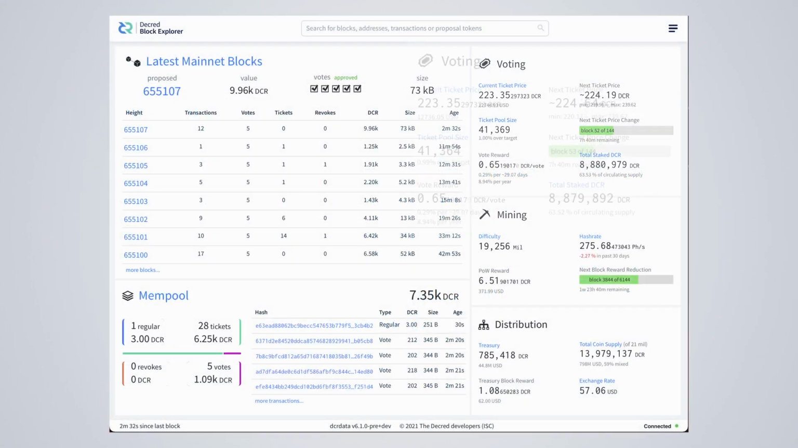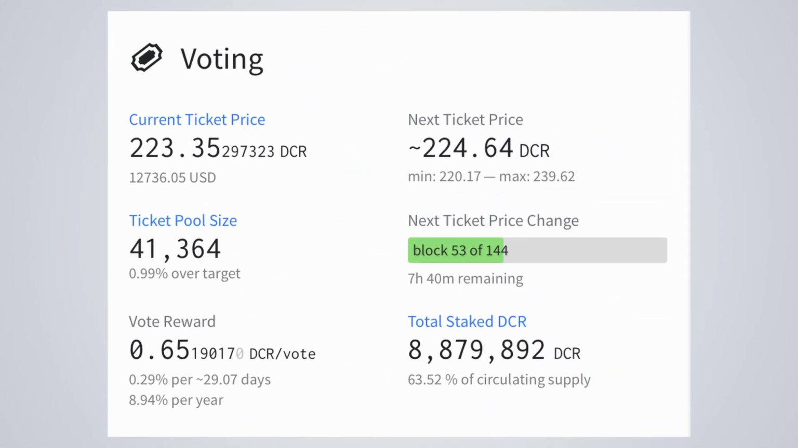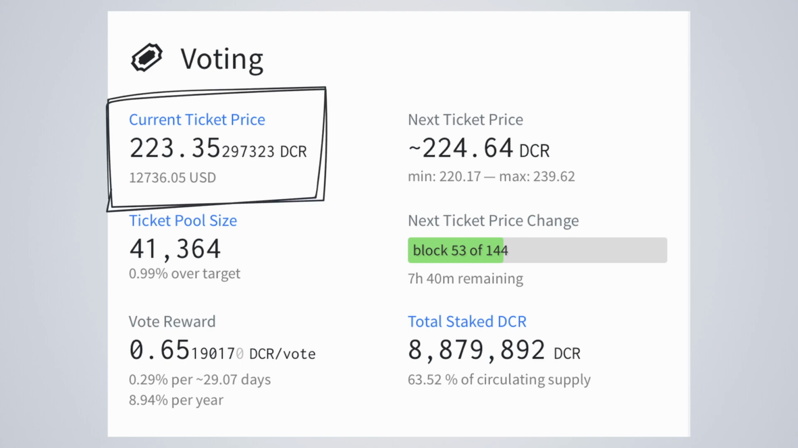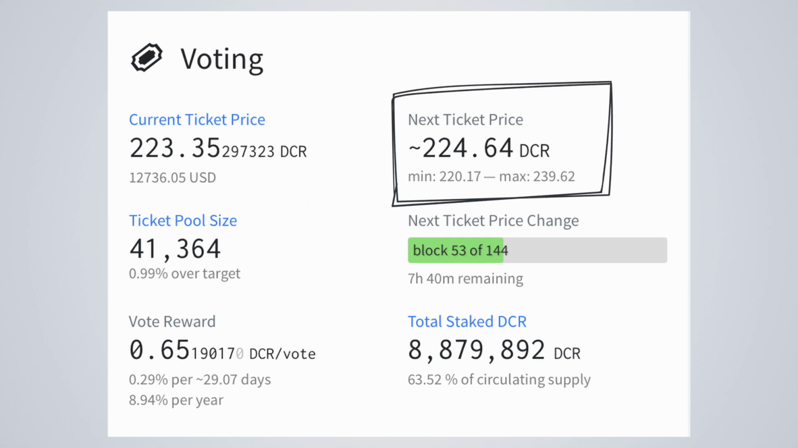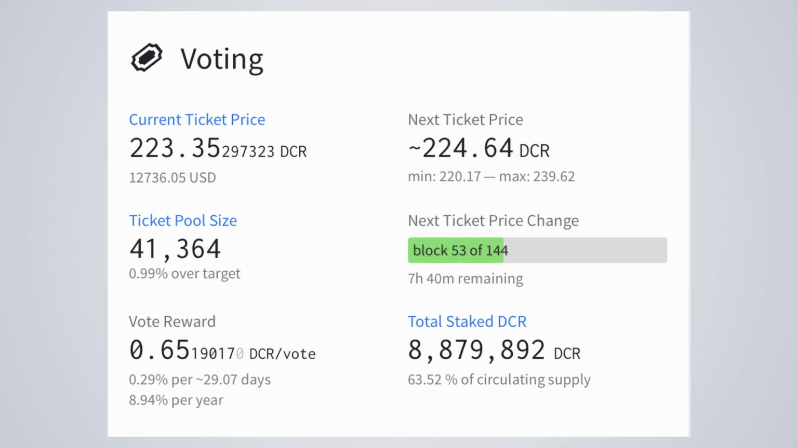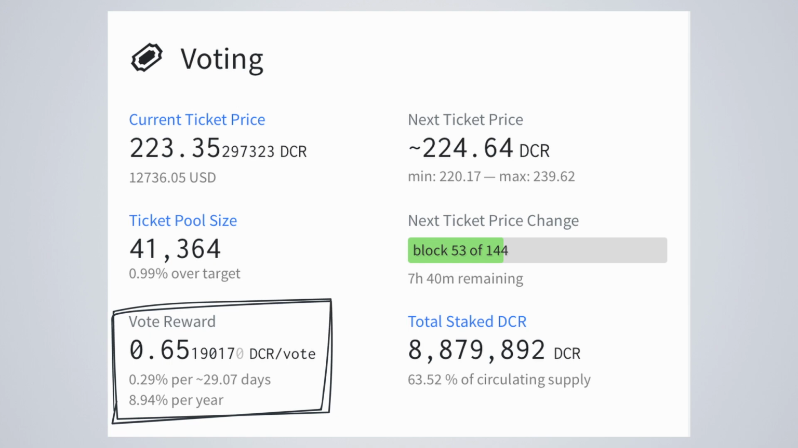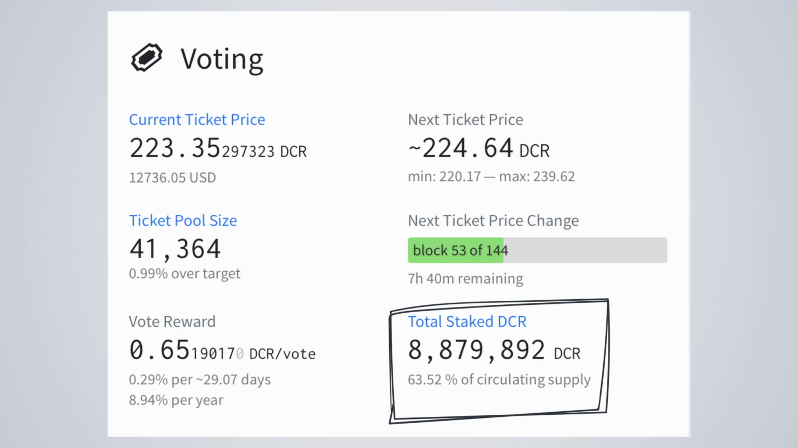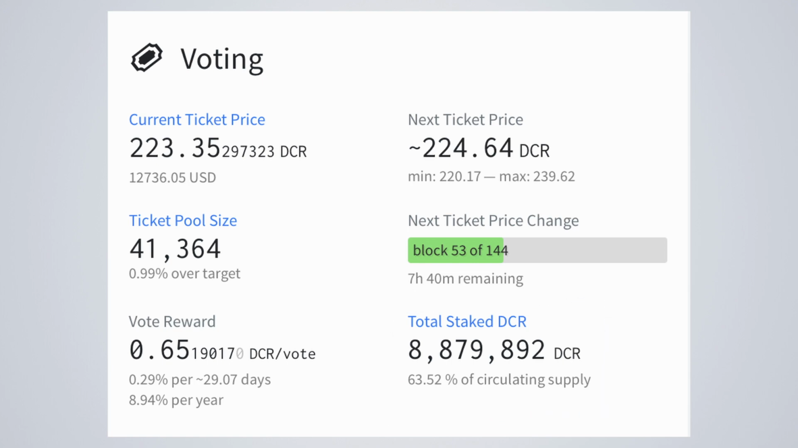The next section is the voting area, which is unique to Decred's blockchain due to its proof-of-work, proof-of-stake hybrid nature. In this section, you can see the current price of a ticket, followed by what the price will be in the next interval. This section had its algorithm changed in July 2017 and was the first Decred consensus vote. The reason for this change was to stabilize the ticket price and try to maintain a ticket pool size of approximately 41,000 tickets. The final part of this section shows the staking reward along with the amount of DCR coins locked in the ticket pool. The current ticket pool size is over 63% of the DCR coin supply.